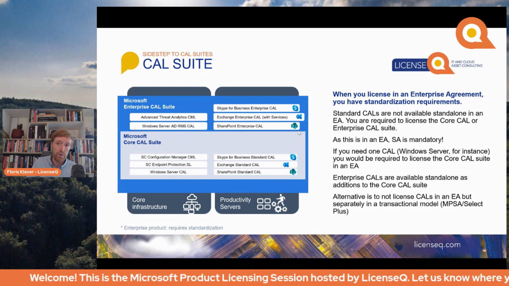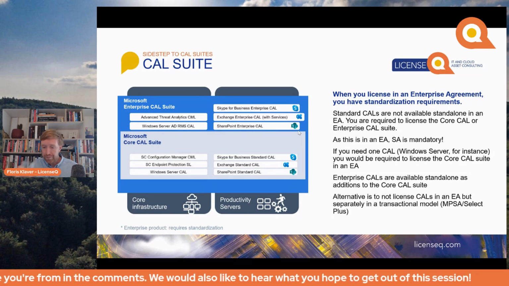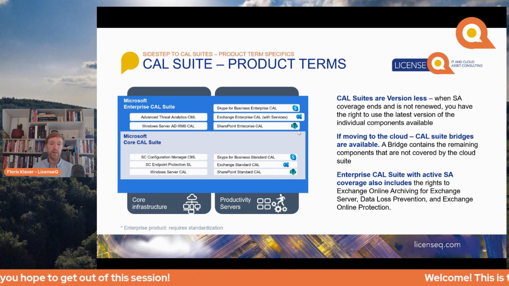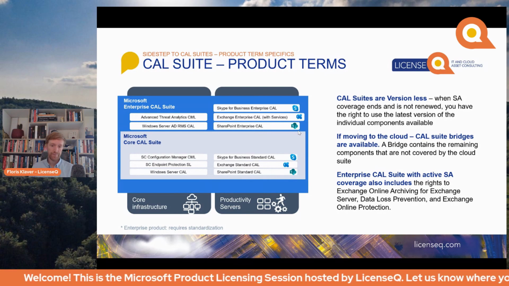So if you're buying the core CAL suite, you can just buy an Exchange Enterprise CAL standalone on top of this to release the additional functionality of that. And if we move on, the CAL suites are versionless, meaning they don't release these suites as a 2019 version or a 2016 version or whatever. But when SA coverage ends, you just get the final latest edition that was released for the different standalone products within the suite.